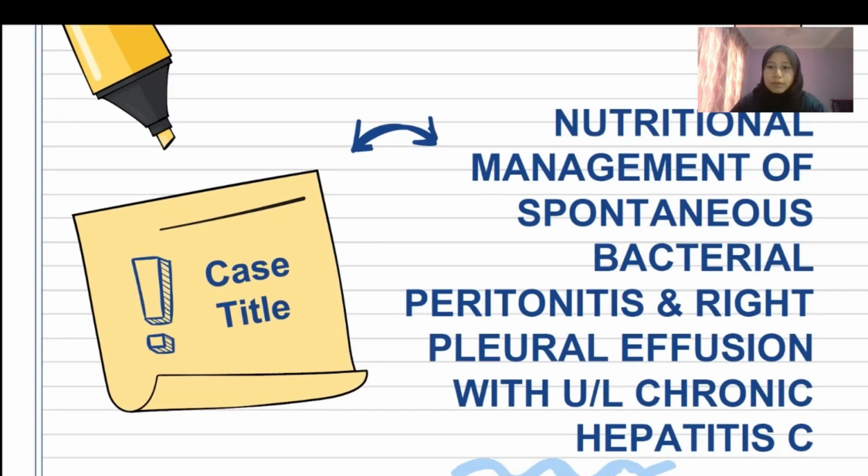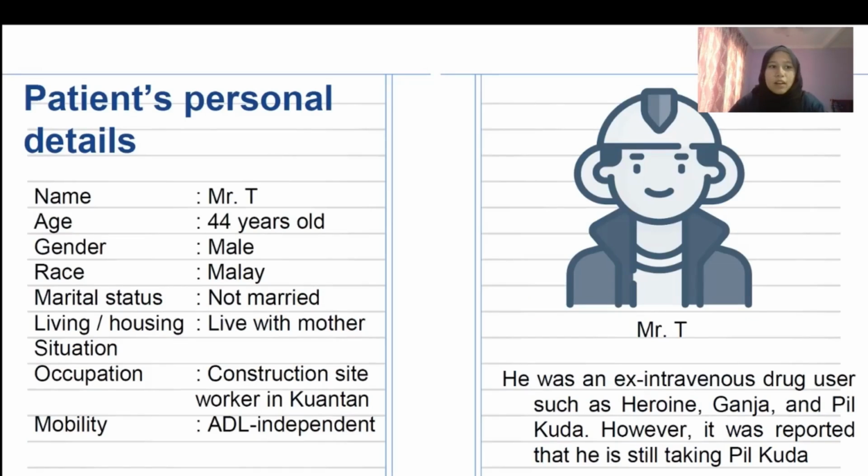Today, our group will present nutritional management of spontaneous bacterial peritonitis and right pleural effusion with underlying chronic hepatitis C. So, for the patient's personal details, our patient name is Mr. T. He is 44 years old. He is a Malay man, single, and currently living with his mother. He was also an intravenous drug user, using heroin, ganja and pil kuda. However, it was reported that he is still taking pil kuda.